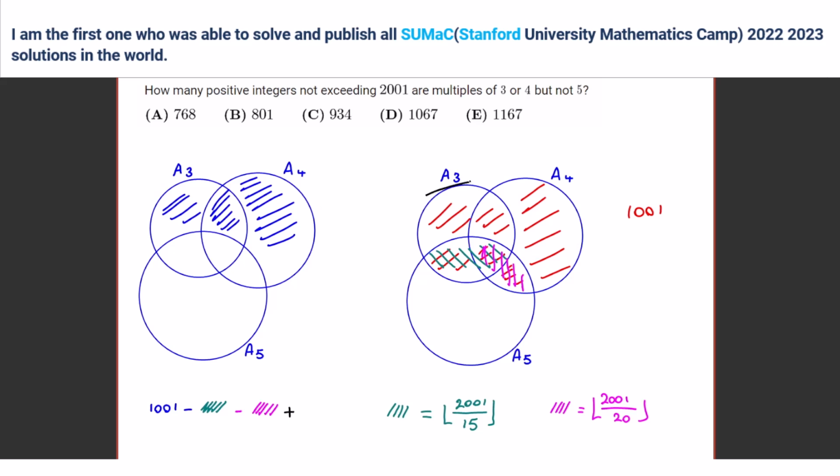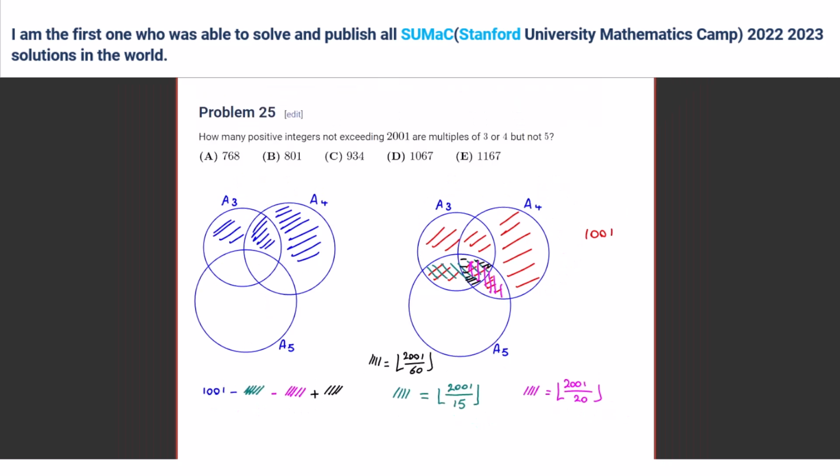Because look, we have this red region. We subtracted green, we subtracted pink. So we subtracted this region twice, right? We should subtract it only once. So we should add black region, right? Okay, can you tell me black region is what over what? Is 2001 over 60. Yes, so now you can calculate the answer, right?